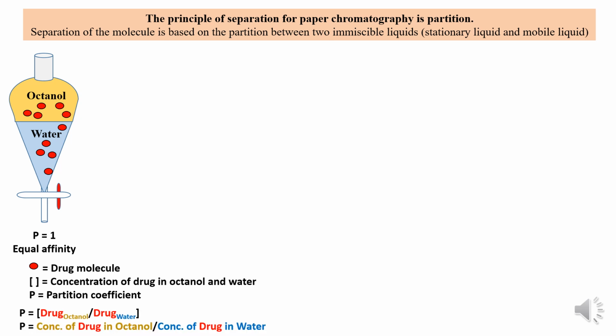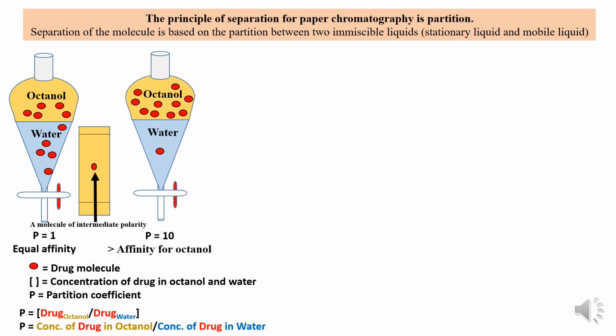And how do you calculate the partition coefficient? You can calculate the partition coefficient by dividing the concentration of drug in octanol by the concentration of drug in water. So here you find 5 molecules in water and 5 molecules in octanol. So that will be 1. So partition coefficient is 1. And when this happens, when you carry out the separation using paper chromatography, you will find that this spot is somewhere at the center, indicating that this molecule is of intermediate polarity.